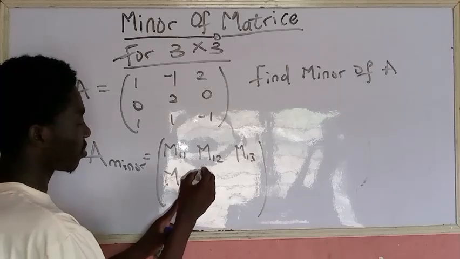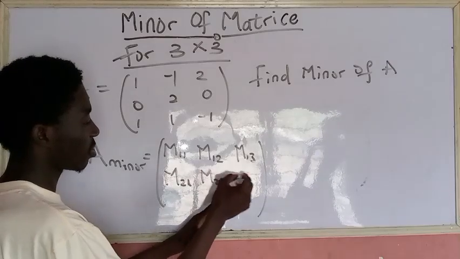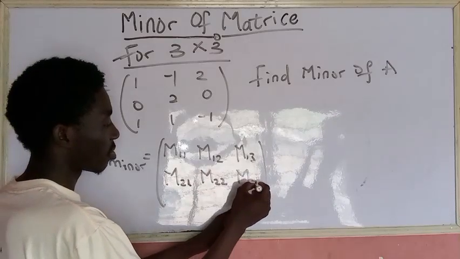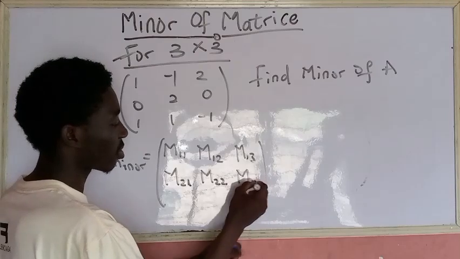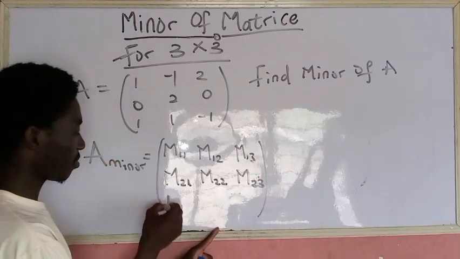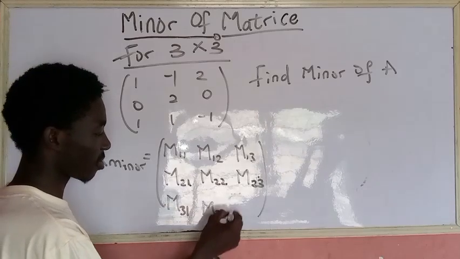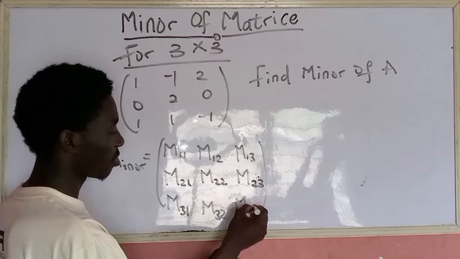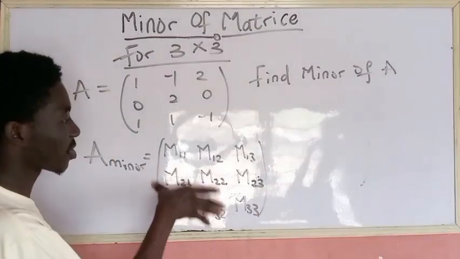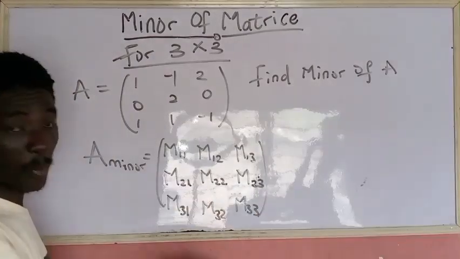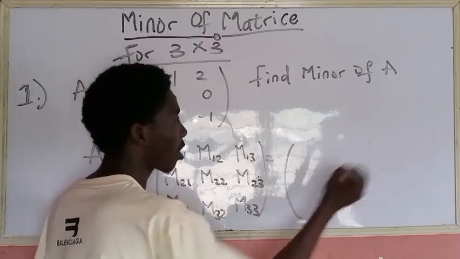Second row, first column. Second row, second column. Second row, third column. Third row, first column. Third row, second column. Third row, third column. So that's how you list out the positions. Then what is going to be my answer here?